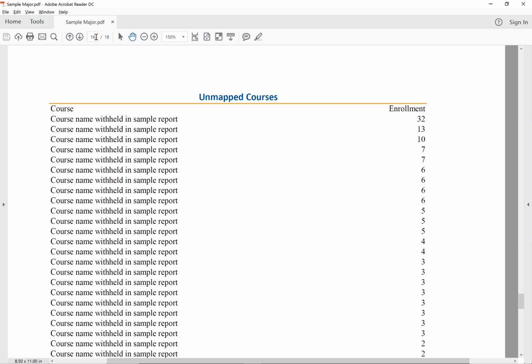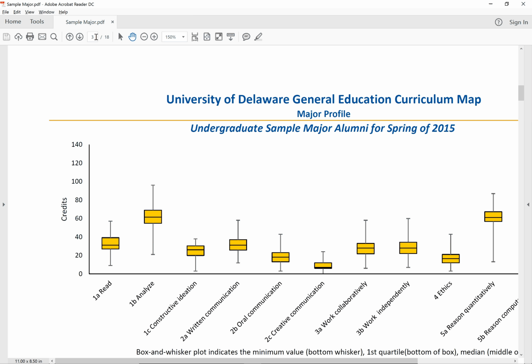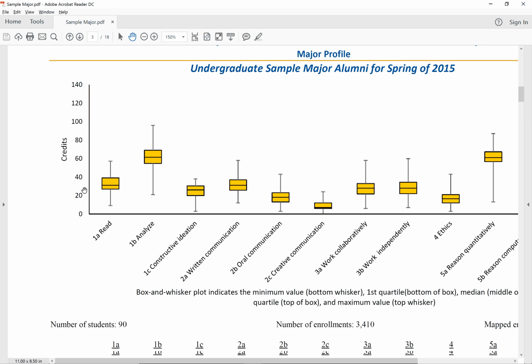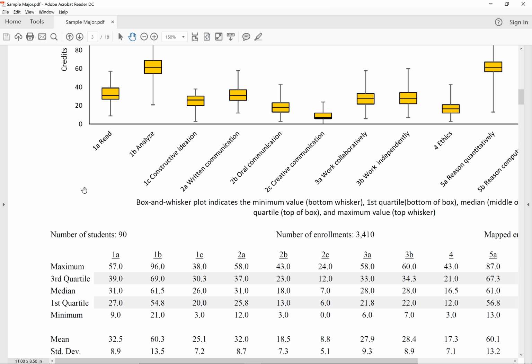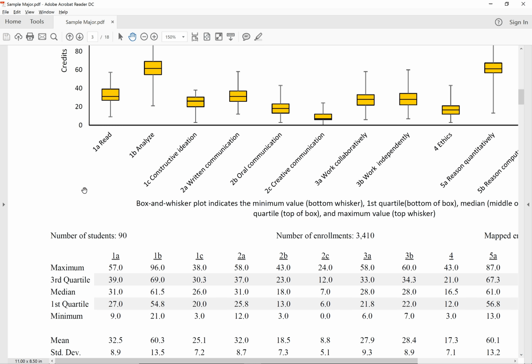So let's say that the course listings here appear plausible, and I'm satisfied with the answers to all of the other questions I've asked. Now I'm ready to examine the gen ed data in this report. Each report has 3 profiles, and each profile summarizes gen ed data in a box and whisker chart, and a table with the numeric data in that chart.